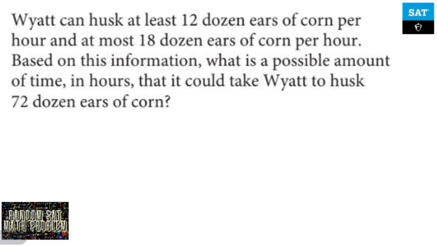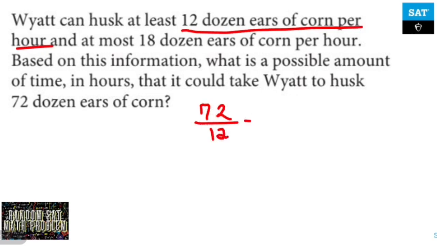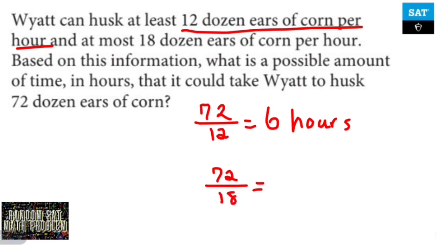So worst case scenario is he can only do 12 dozen ears of corn per hour. So that's going to be 72 divided by 12, which is going to be 6 hours. But if he's having a good day, he can do 18 per hour, which is going to be 72 divided by 18, which is 4 hours.